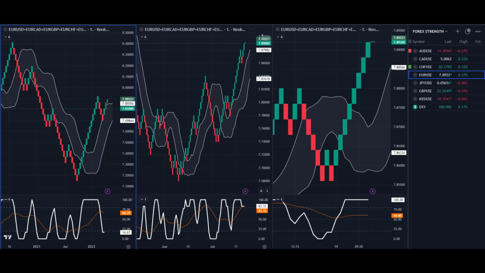Reasonable trend coming up in both of them. So erring on the upside, but I'd have to wait for this to change around. So I'm going to be neutral Euro.